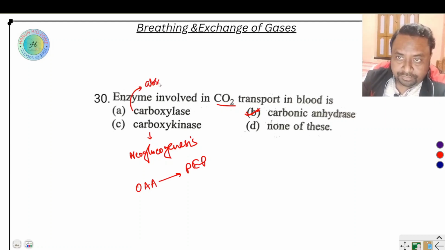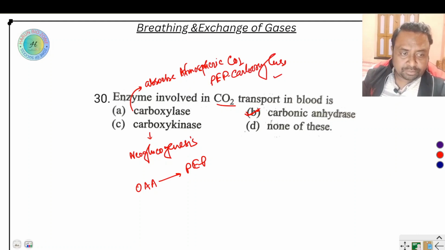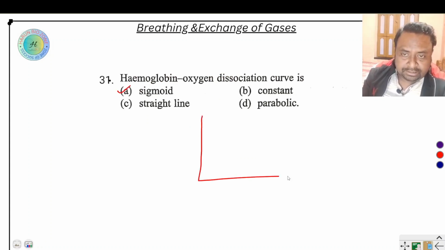This carboxylase absorbs atmospheric CO2, PEP carboxylase. Clear?